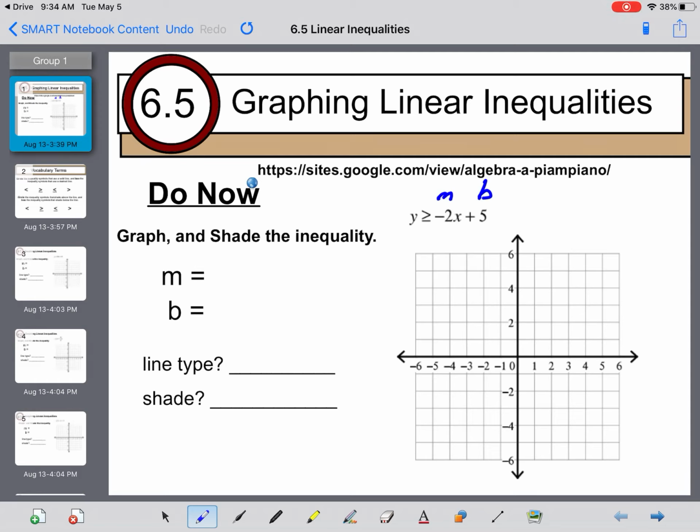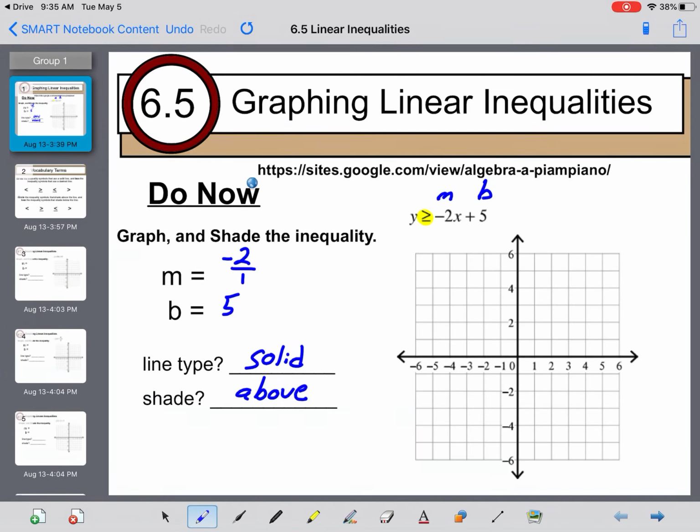And remember, we have an m value and a b value. Our m value is negative 2, but we like slope as a fraction, so negative 2 over 1. And our b value is a positive 5. Now it asks about line type and shading. Well, they gave us the greater than or equal to symbol, which means the line type is solid, and we're going to shade above because it's everything greater than.